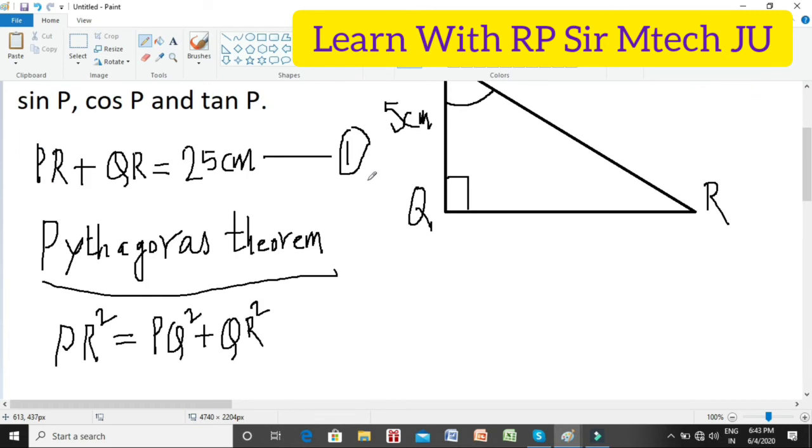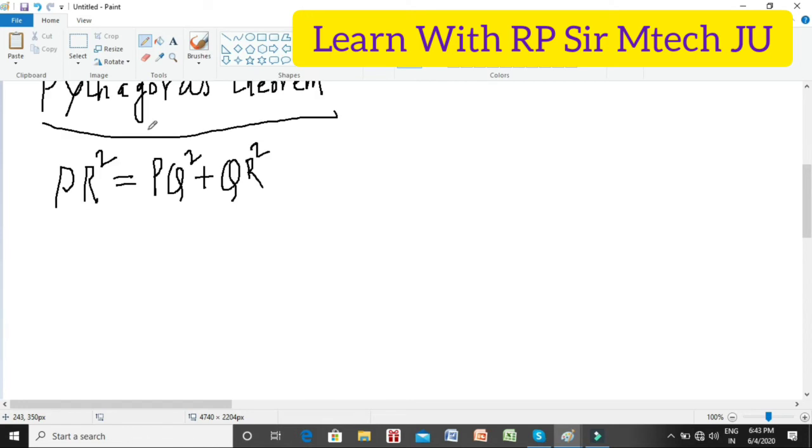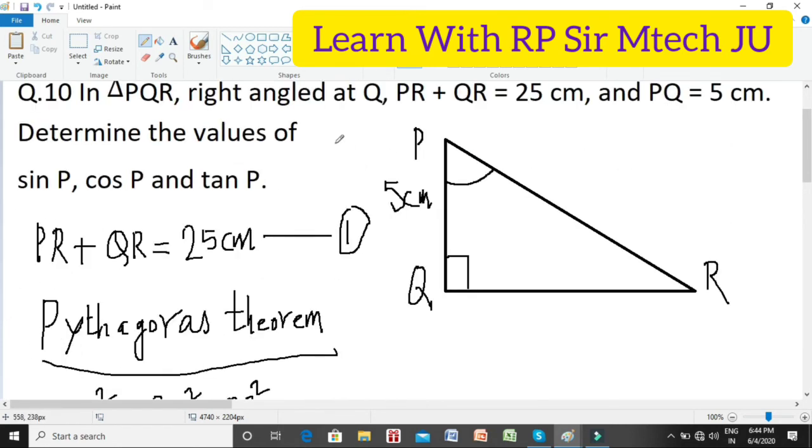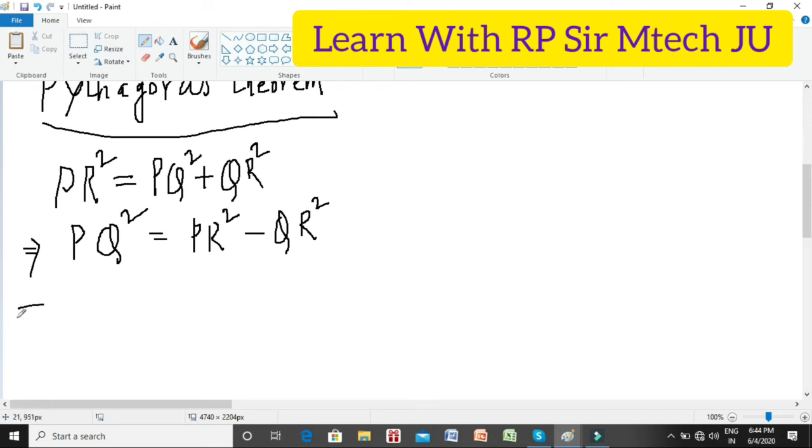Two of the sides are unknown to us, and we have another equation 1 so that we can take the help of that. So we can say that PQ square will be equal to PR square minus QR square. Right? What we did, we just put PQ on one side and took everything on the other side. Now, what is PQ? PQ is given as 5 centimeter. So PQ square is going to be 25. So this is 25. And we have PR square minus QR square.